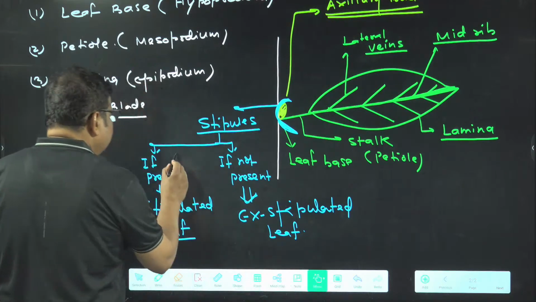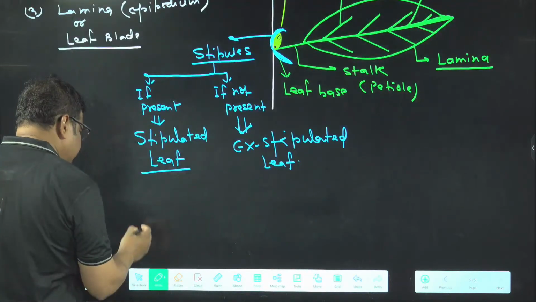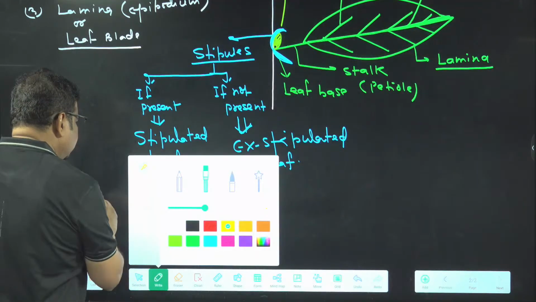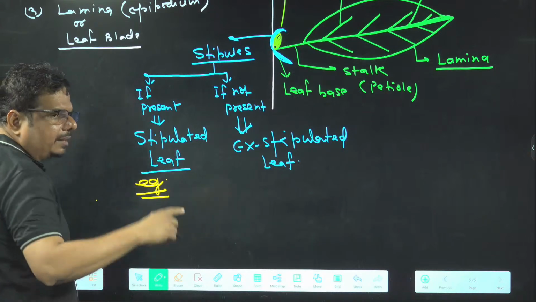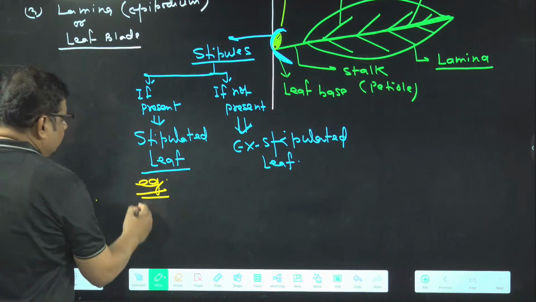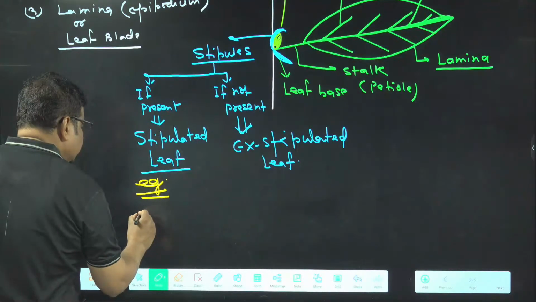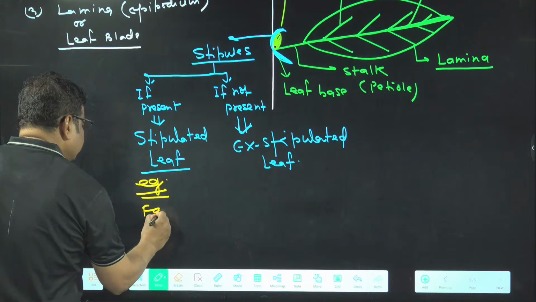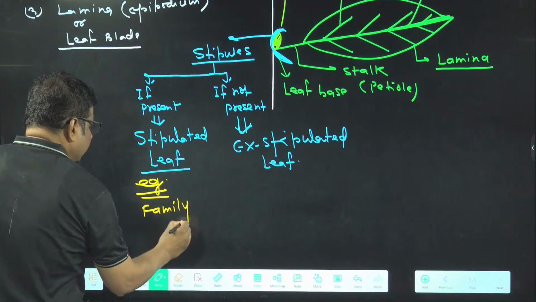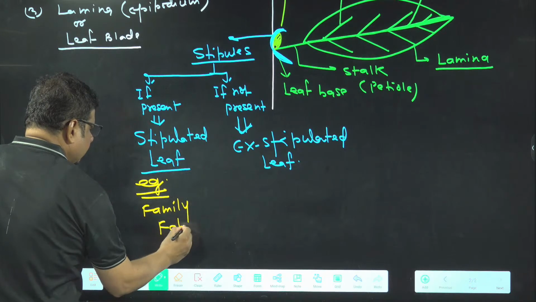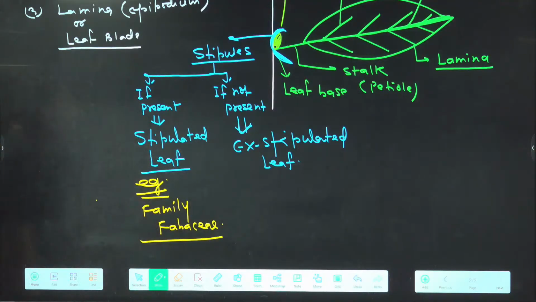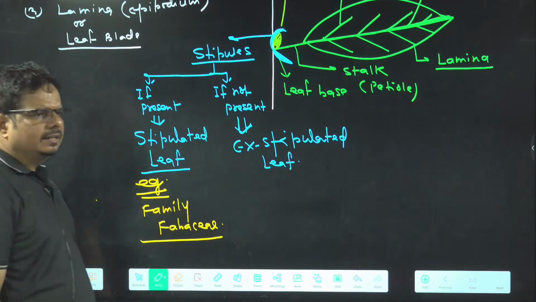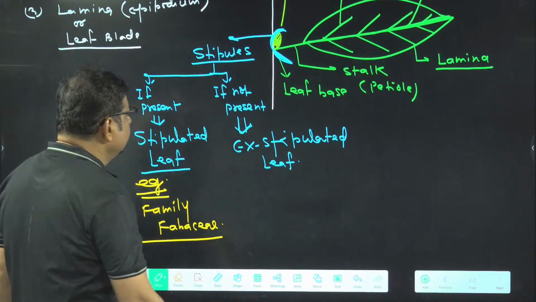Can you tell me where stipules are present? Any example of it? It is written in NCERT, but not here in the same chapter. In the family chapter it is written. A stipulate leaf example is present in which family? Fabaceae. In members of family Fabaceae, stipules are present and the leaf is called stipulate leaf.